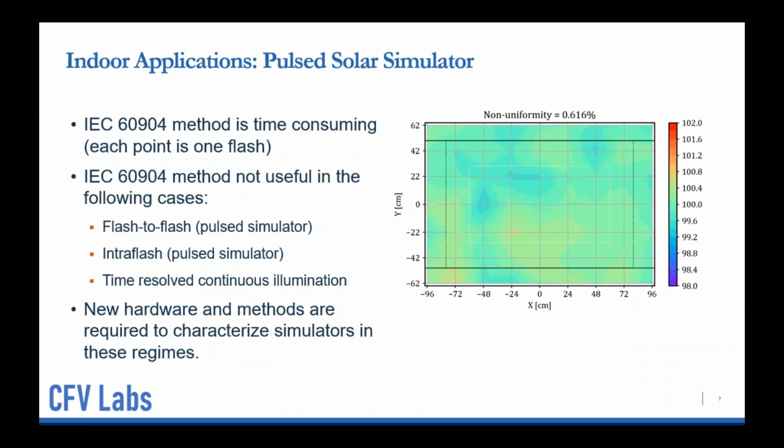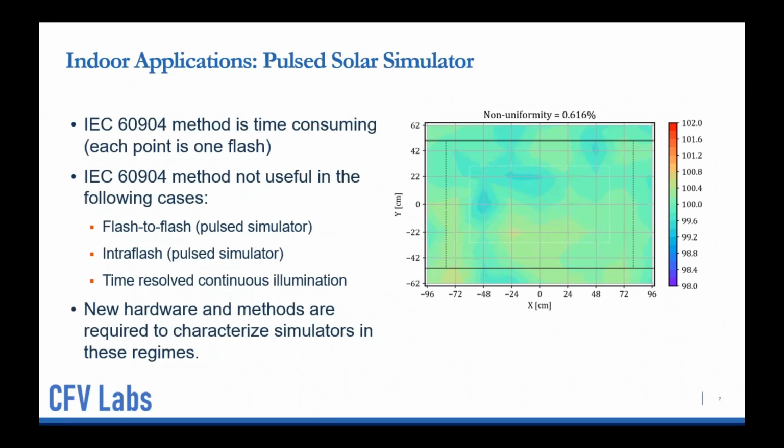Because it's one measurement per flash, there are a few instances in which we can't use that method adequately. Those are basically flash to flash: we want to know, does the uniformity change from one pulse to another? If I can only sample one point each time, I can't access that information. And then intra-flash, which is during a flash. I don't know that it doesn't change, and it's an interesting thing that we wanted to understand. And then also time resolved continuous illumination environments, which might be outdoors, or could be indoors, depending on the simulator.